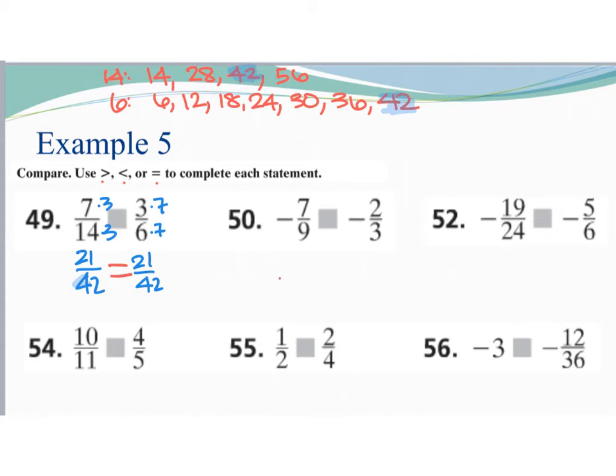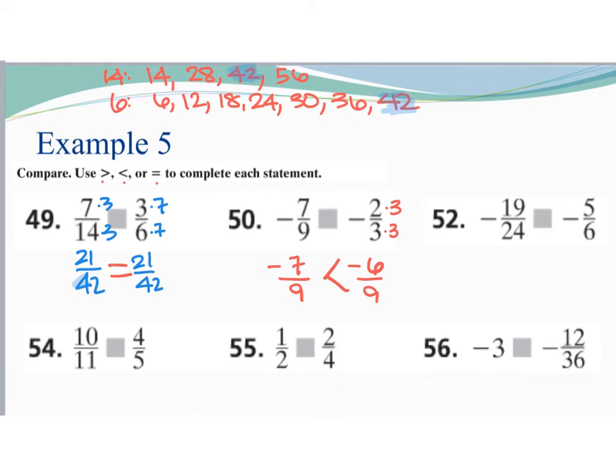For number 50, my least common multiple is going to be 9. Both of these are negative, so I'm going to leave the first fraction as a negative 7/9. And for the second fraction, I multiplied my denominator by 3. So I also multiplied the numerator by 3, which gives me negative 6. Now because these two numbers are negative, the smaller number then will actually be larger. So that means that my negative 6/9 is actually going to be greater than the negative 7/9.